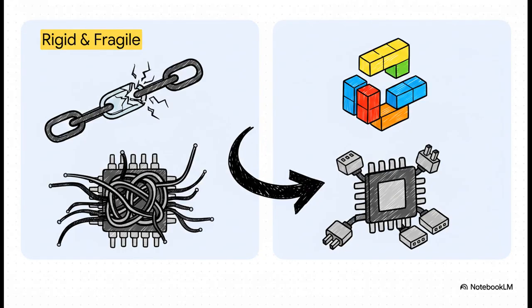This slide just lays it out so clearly. On the left, you've got the old way, this tangled, rigid mess that breaks if you so much as look at it funny. And on the right, you have the goal, a system that's flexible, reusable, and just works. The challenge for engineers was pretty obvious. How do you get from that mess on the left to that dream on the right?